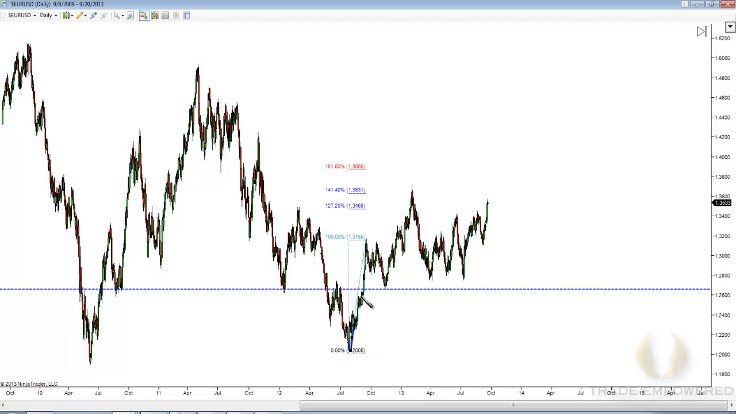Lastly, the ABCD pattern. Draw a line on the initial move. Take that line, copy and paste it, tag it onto the retracement, and see if you can start identifying these equal measure moves. Again, all of these tools are used to help predict price action in the market.